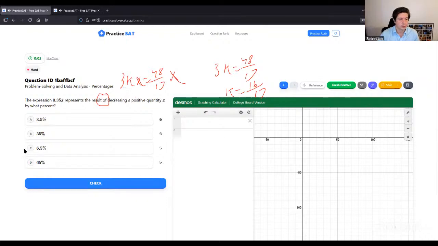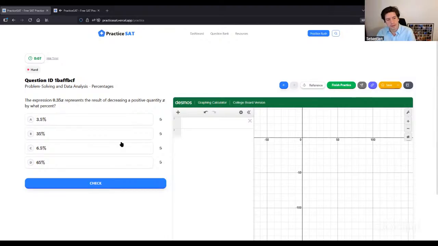Okay, now we got some percentage questions going. The expression 0.35x represents the result of decreasing a positive quantity x by what percent? So this is going to be 35% of x. So we're decreasing it by 65%, right? So that's going to be D here.